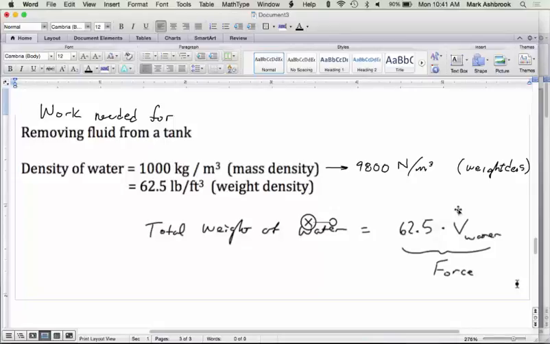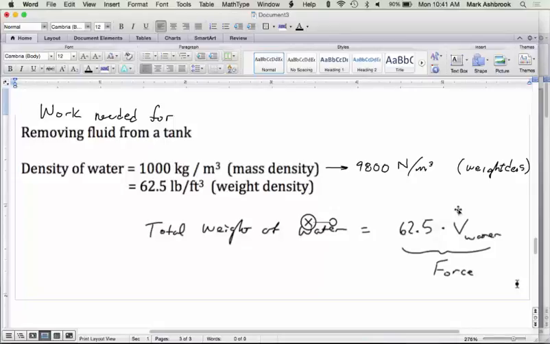That's called weight density. That would be the weight density because you have your 1,000 kilograms of mass per meter cubed times 9.8 gives you force, right? So that's the weight density for metric. For English, 62.5.